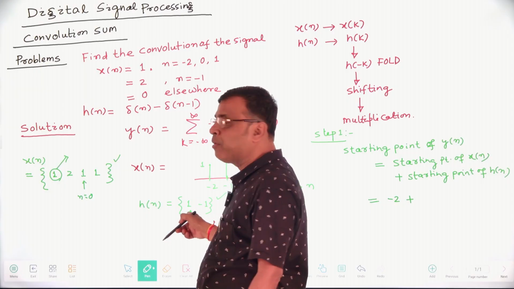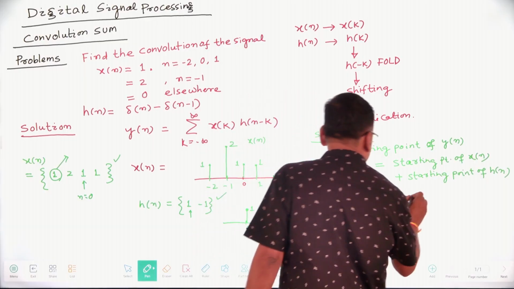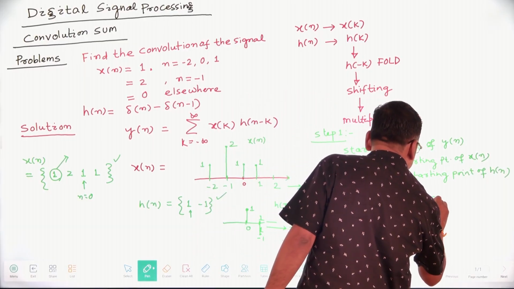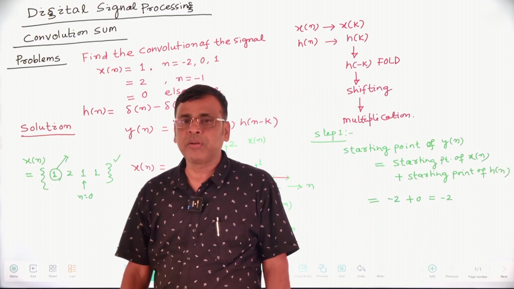Similarly, this arrow mark indicates n equal to 0. So the starting point of h of n is nothing but n equal to 0. That is minus 2 plus 0. That is what? That is your minus 2. This is the starting point of y of n.